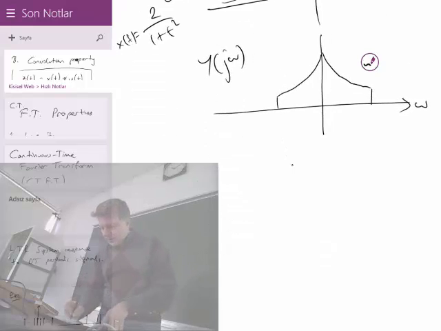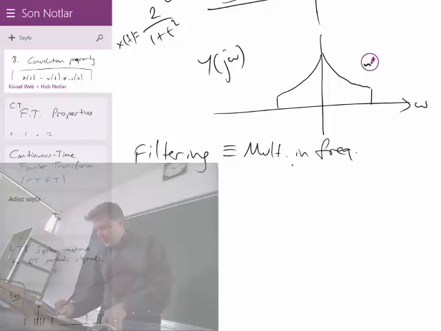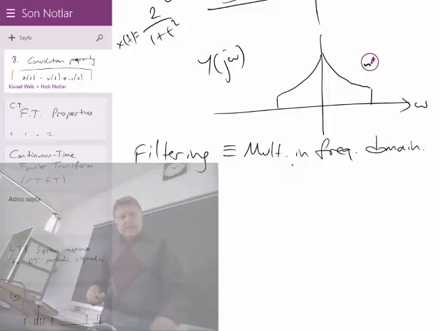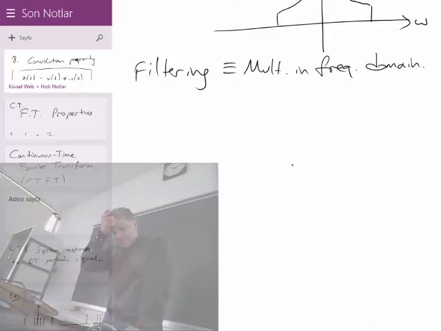So let's write it. Filtering is equivalent to multiplication in frequency domain. That is our important, extremely important property. There are some proofs. There are like 4 distinct ways of proving this property. I find one of them quite simple. So let me try to show you a proof of that.